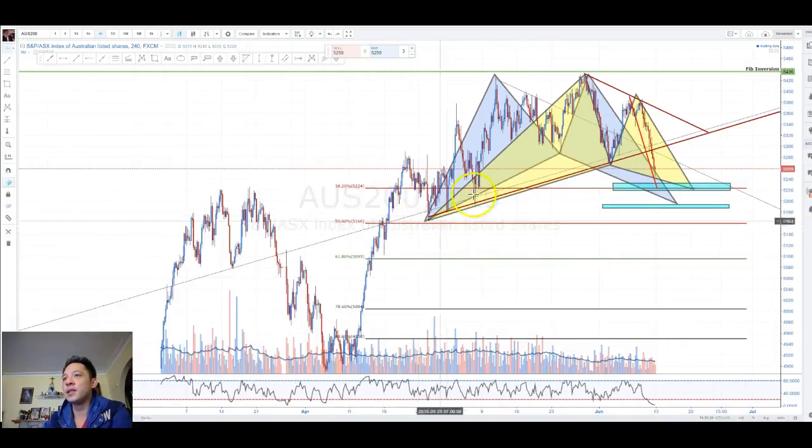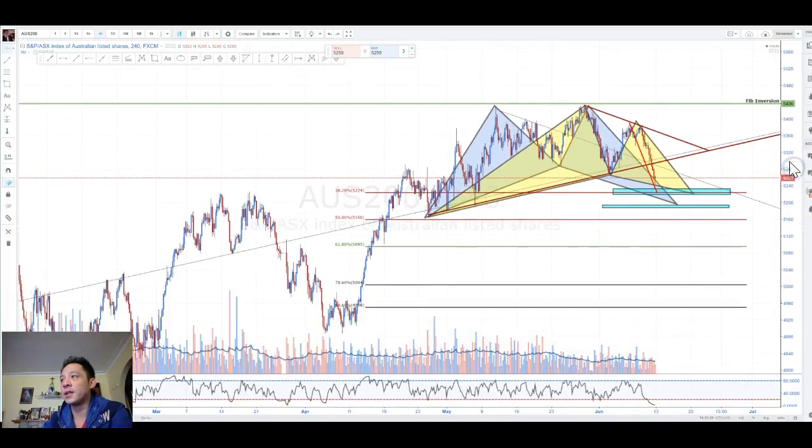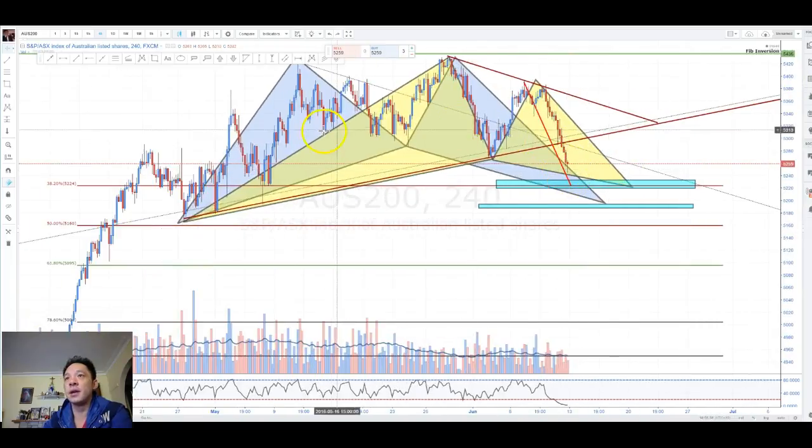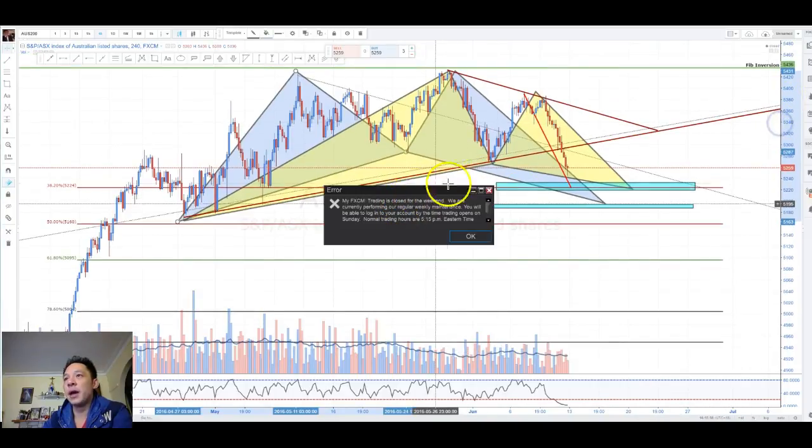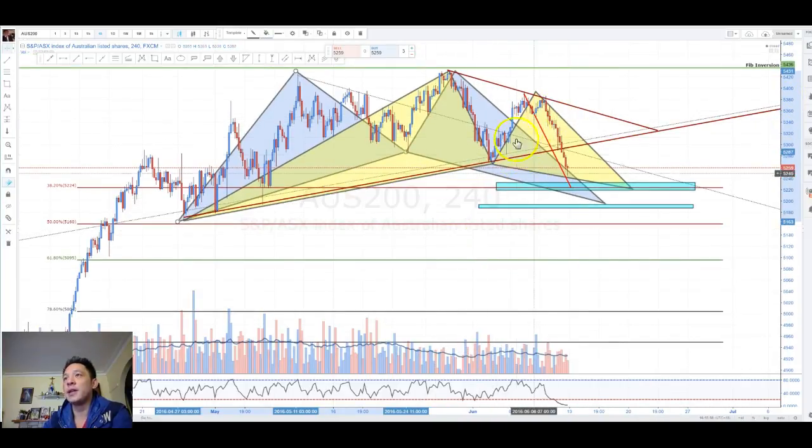So this is just on the lower time frame, so the 4-hour. You can see here I've drawn in these two patterns, right? So the first pattern, the blue one, is the Gartley pattern. The second pattern here is also a Gartley as well. Okay, so there are two Gartley patterns, right?